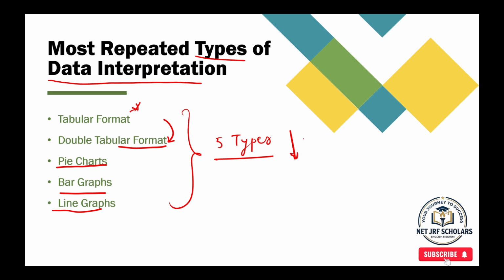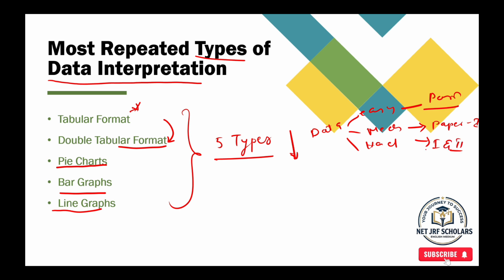Here we need to decide whether the given data is easy, medium, or hard. If it is easy, you have to attempt it immediately after the passage comprehension. If it is medium, you attempt the questions after paper 1. If it is hard, you attempt data interpretation questions after paper 1 and 2. So how do you know whether it is easy or not? I'll give you some examples of how to identify easy, medium, and hard topics in all these 5 data types.